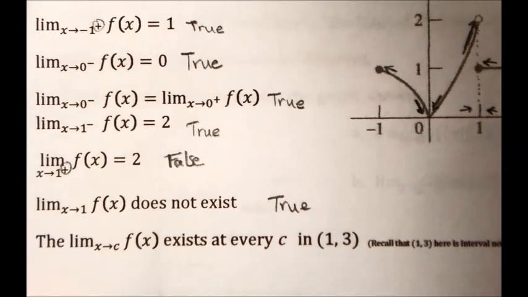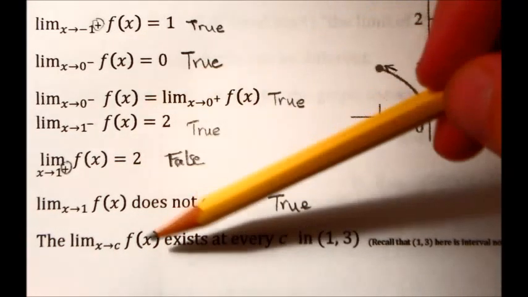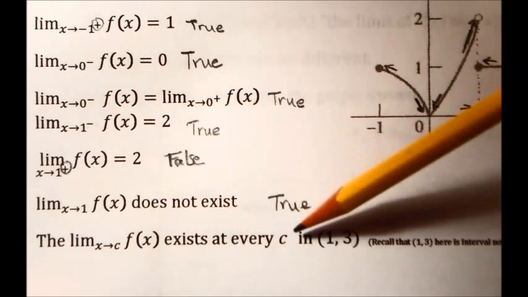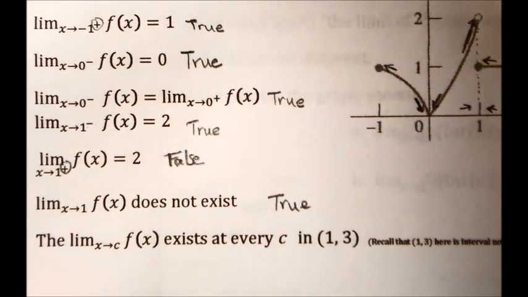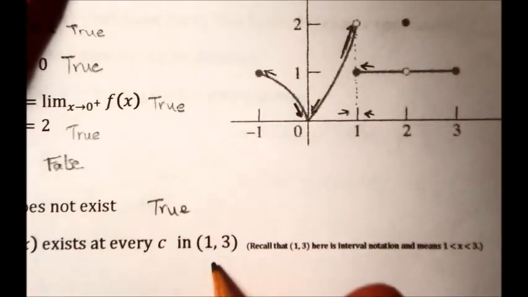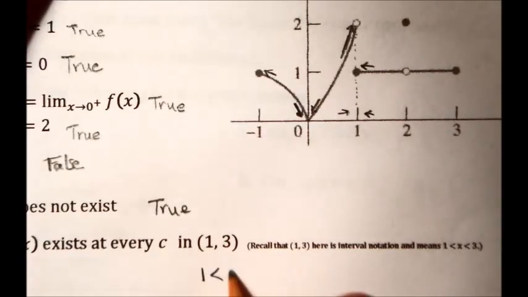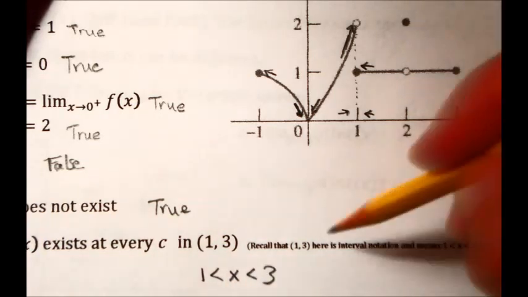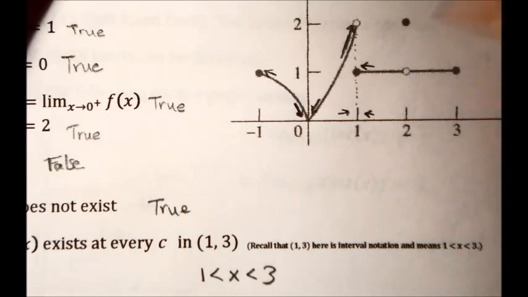Okay, the limit as x approaches c for the function f of x exists at every c value within the realm of 1 to 3. Now remember, this is interval notation. It means 1 is less than x is less than 3. It does not mean 1 comma 3. Oh, I wrote that here. Okay, good. So, is it true?